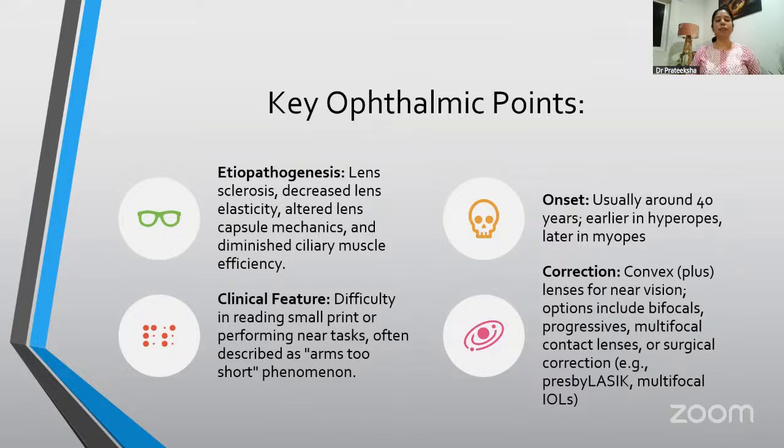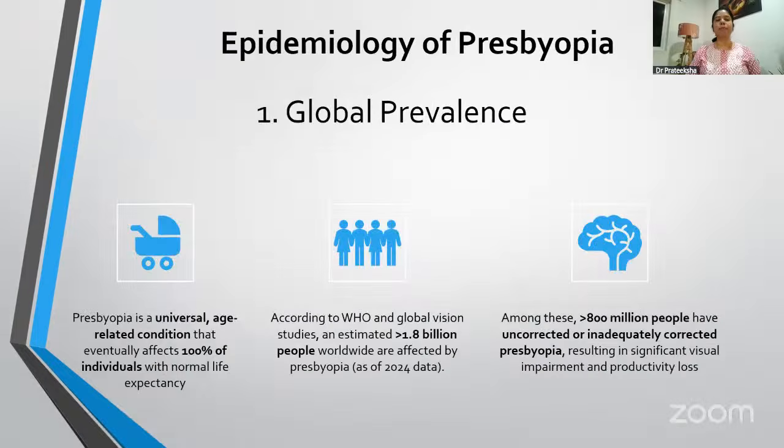Clinical features include difficulty in reading smaller prints or performing near tasks, often described as the arms-too-short phenomenon. Correction involves plus convex lenses for near vision. Options include bifocals, progressives, multifocals, contact lenses, or surgical corrections like presby LASIK and multifocal IOLs.